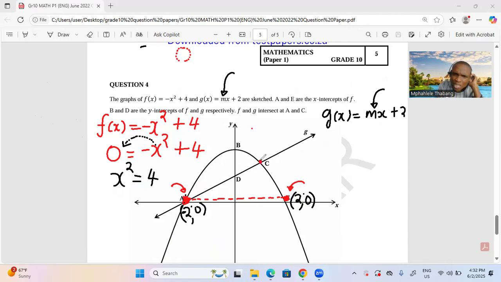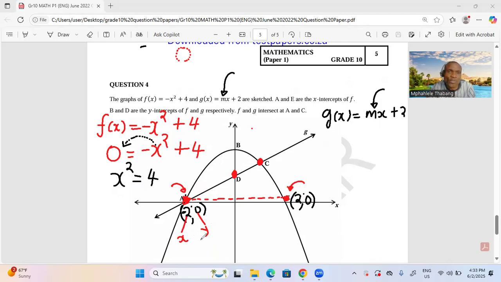We have the point C, which we don't know. And actually, we also have the point D. But I'm going to use the point A, which is -2 and 0. You know what I'm going to do? I'm going to take this -2 and 0 and substitute it in g. I'm going to say x is -2, y is 0. Mathematically, you have a right to take a point which is on the graph of g and substitute it in the equation of g.